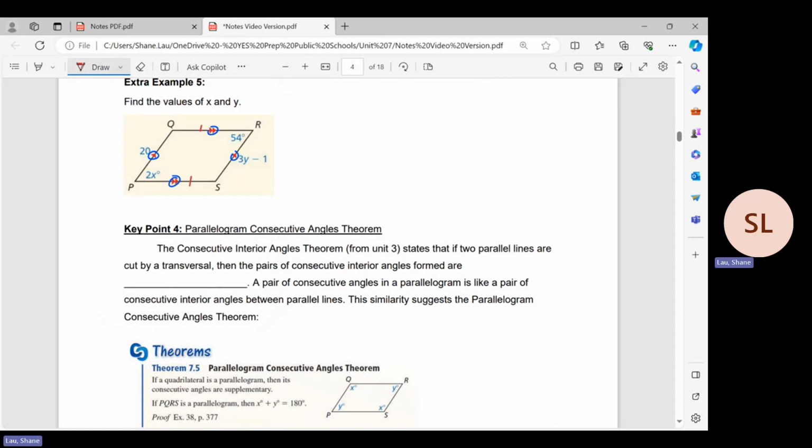PS has got to be congruent to QR. PQ has got to be parallel or congruent. Man, I keep getting those words mixed up. I keep meaning to say congruent. Okay, PQ is congruent with RS.